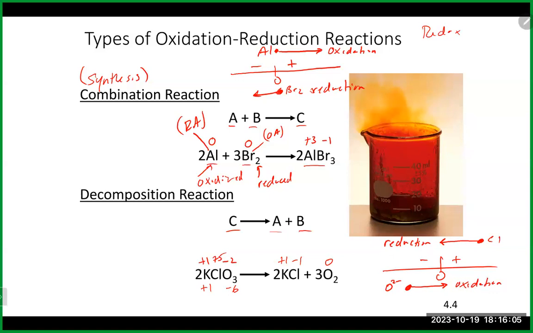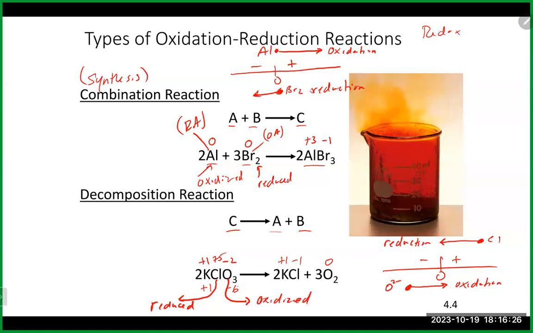There is nothing happening with potassium. It's actually just a spectator ion, basically, right? It's kind of the same on both sides. It is really, in this case, the chlorine here that is being reduced, and it is the oxygen here that is being oxidized in this particular case.